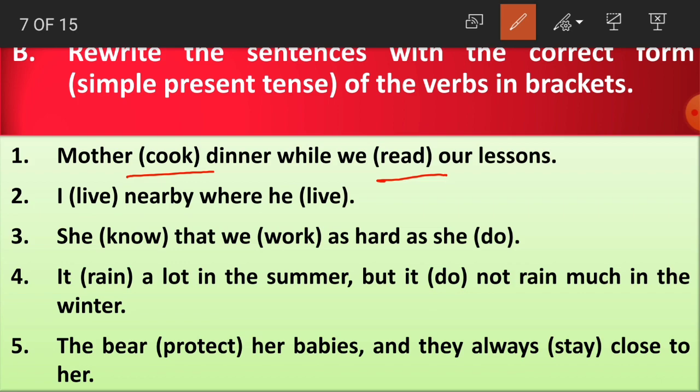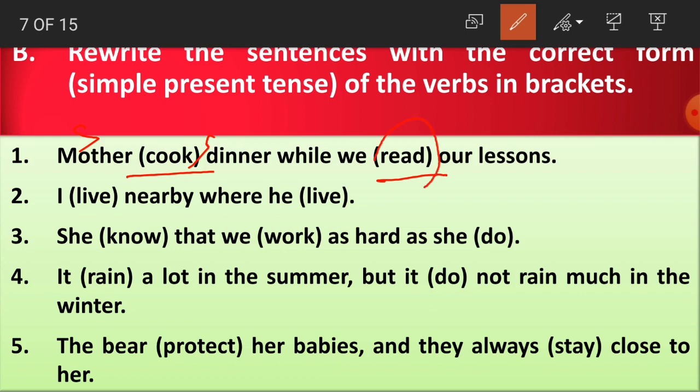Okay, what we have learnt: if the subject is singular, who is the subject here? Mother is the subject, and the verb is in singular form. What do we have to add here? Because this is singular, we have to add s or es. For cook, what will we add? Mother cooks. We are going to add s. Mother cooks dinner while we read our lessons.